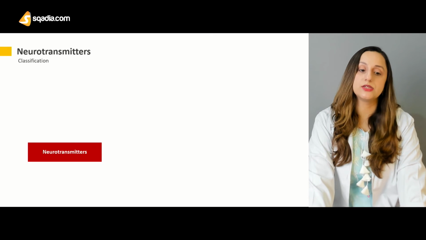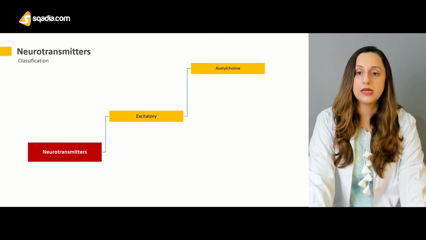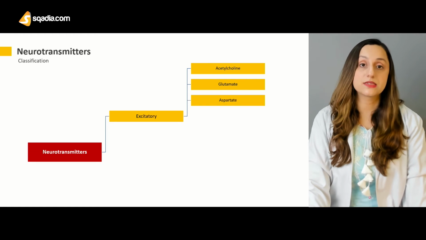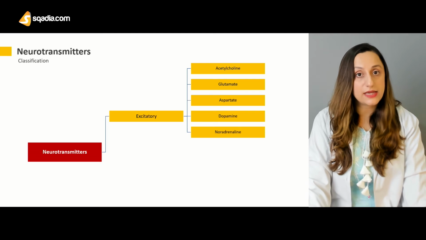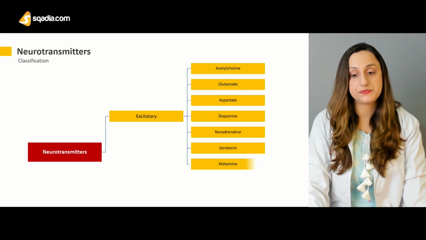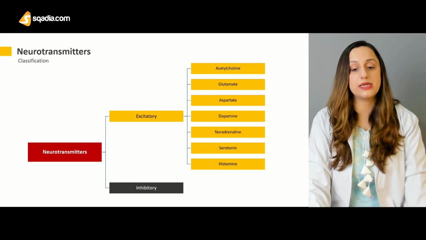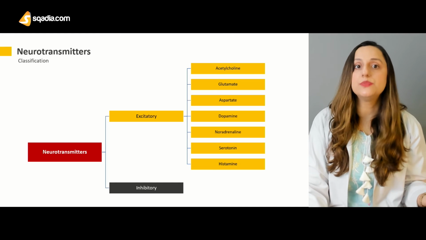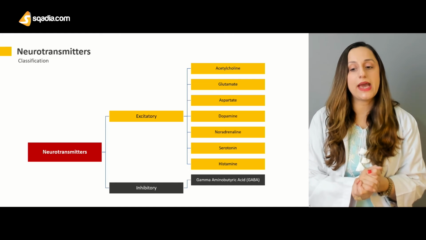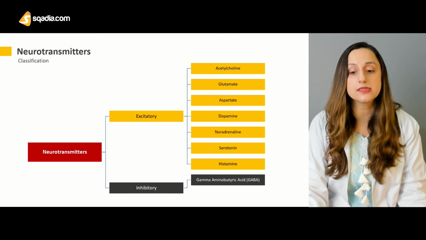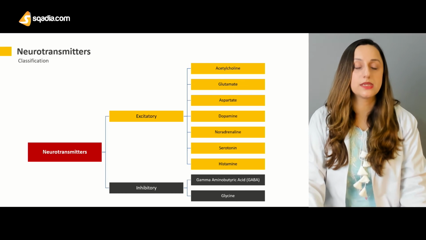Now we can subdivide and classify neurotransmitters into the excitatory form, namely acetylcholine, glutamate, aspartate, dopamine, noradrenaline, serotonin. These are all excitatory in their nature. We have histamine, which is again excitatory in its nature. On the other hand, apart from these excitatory neurotransmitters, we have inhibitory neurotransmitters as well. Mainly we have GABA, which is gamma aminobutyric acid, and then we have glycine, which is again inhibitory in its nature.